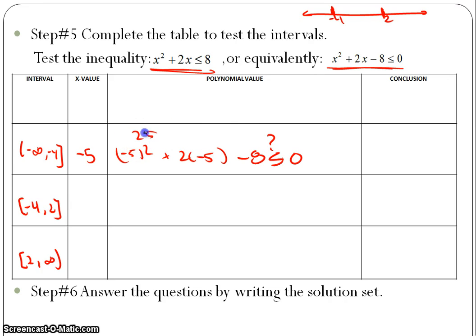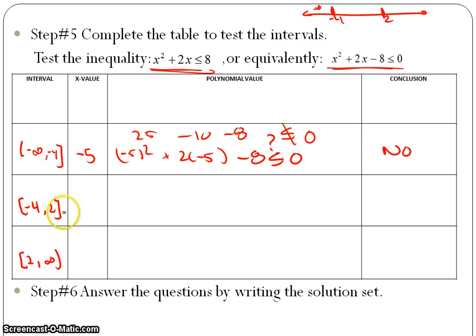Well, I have 25 minus 10 minus 8. This number is not less than 0, which tells me the parabola is up here. It's not less than 0. It's going to be above here. It's going to be a positive number. It's going to be up above.